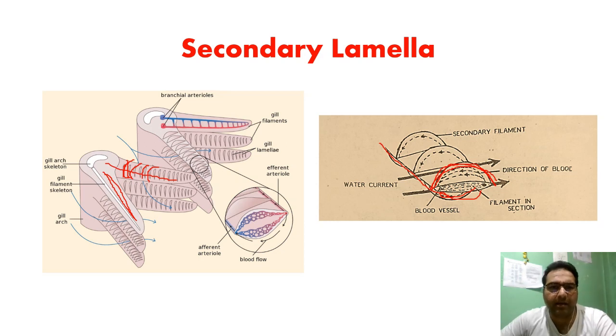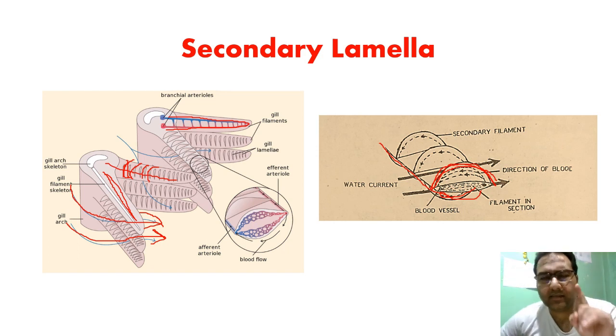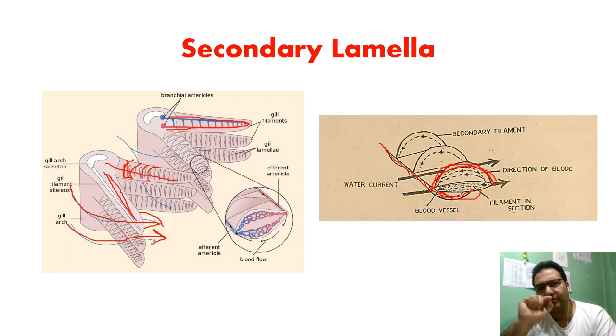The main function of the secondary lamellae is to increase the surface area. Here we are seeing the branchial arterioles and the arteries which are flowing through these primary lamellae, and this is actually the flow of the blood, and in the opposite direction there is the flow of the water. So it is the counter current mechanism by which the exchange of gases takes place. That we shall deal with in the next part, the respiration in fishes. Here we are just having an introduction about how these gills look.